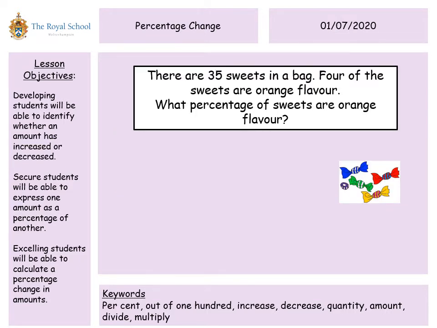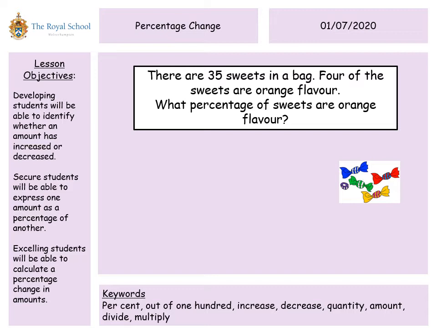So today we're looking at percentage changes and writing one number as a percentage of another. This is really useful in comparisons that people might be making in business or in school tests, for example, where perhaps not every test's out of the same amount. So here there are 35 sweets in a bag. 4 of the sweets are orange flavour. So what percentage of those sweets are orange flavour?